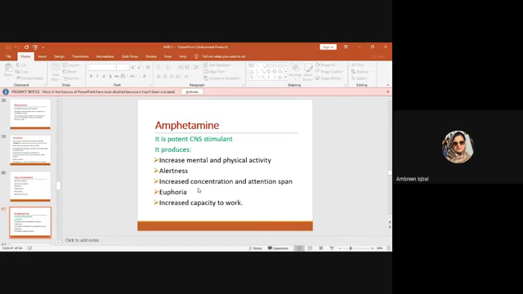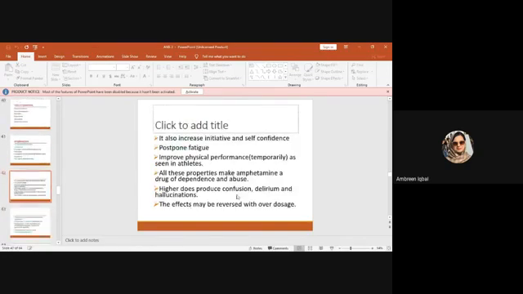It increases the concentration and attention span. It produces euphoria. Euphoria is a false feeling of well-being. It increases the capacity to work. Meanwhile, it also increases the initiative with self-confidence. It postpones the fatigue and improves the physical performance temporarily, as seen in athletes.